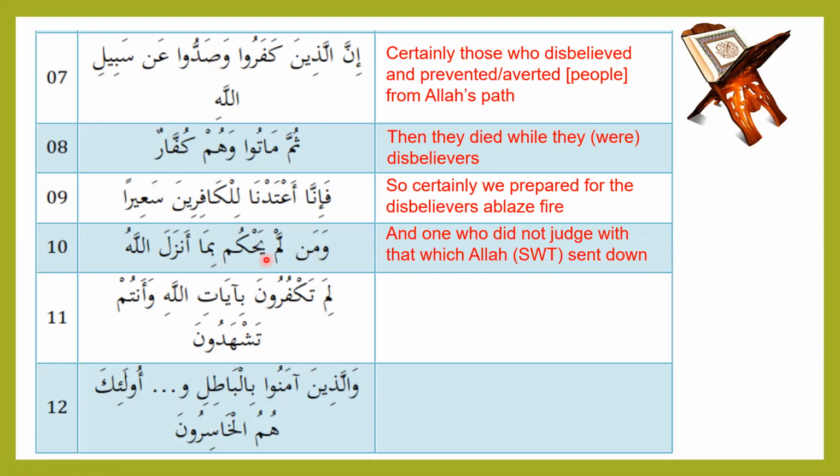So you can translate the past tense because of the lam, it should be past. So you can do it as a present because of man. Okay, one who did not judge, one who does not judge with that which Allah sent down. So it can be both past and present. Normally in the Holy Quran, when we do the translation, it is present.